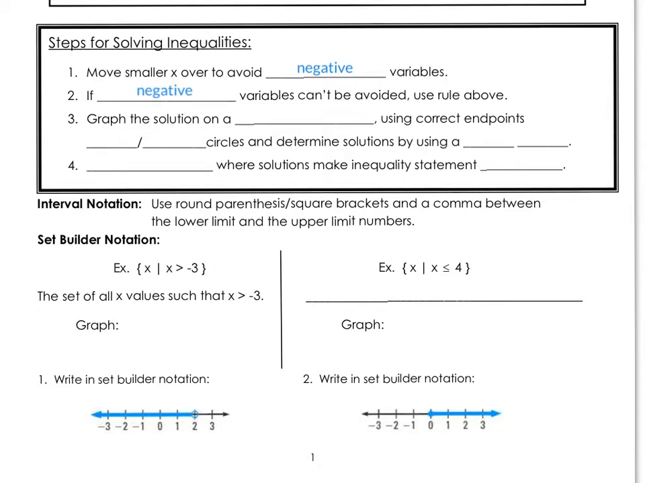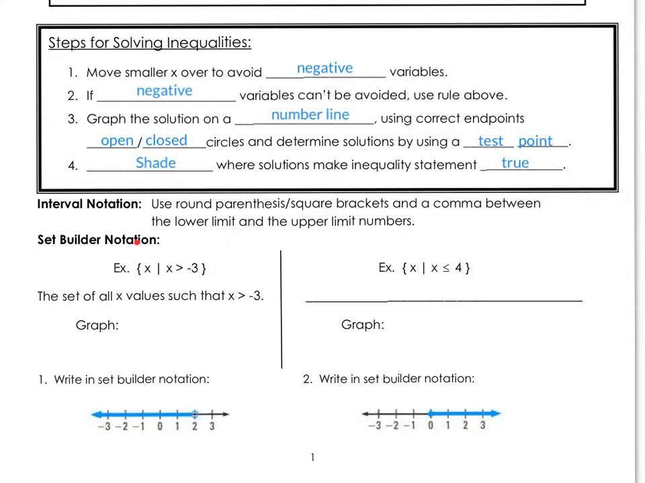We then graph the solution on a number line using our correct endpoints, which are either open or closed circles, and determine the solution by using a test point. Then we shade where the solution makes the inequality statement true, because that's where our solution is. Then we have interval notation, which we've already talked about. So we use round parentheses or square brackets and a comma between the lower limit and the upper limit numbers. That's like what we've done with domain and range.